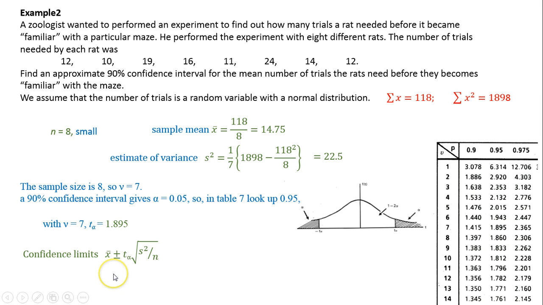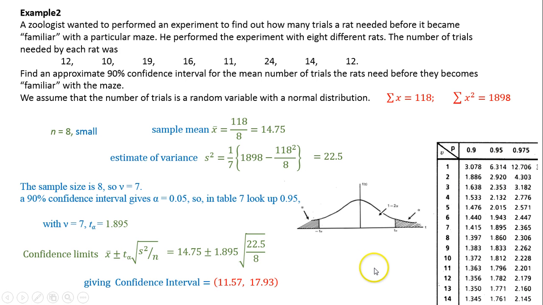Therefore, the confidence limits would be the x bar plus or minus the t from the tables times the square root of the variance, s squared over n, giving us 14.75 plus or minus 1.895 times the square root of 22.5 over 8, which gives us the interval between 11.57 and 17.93.